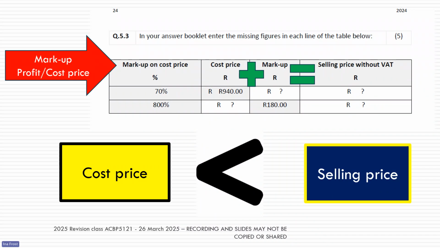And again, as a rule of thumb, remember, your cost price must always be smaller than your selling price. Because remember, we're going to add our profit to the cost price to get to the selling price. We're always going to try to sell for more than what we originally bought the item at. So just always keep these little things in the back of your mind when you do the calculations so you can check yourself.